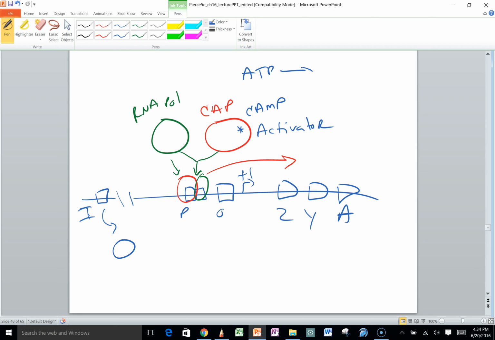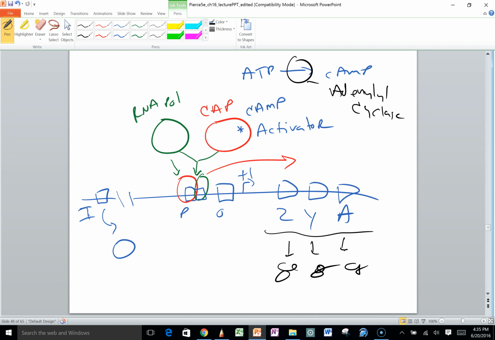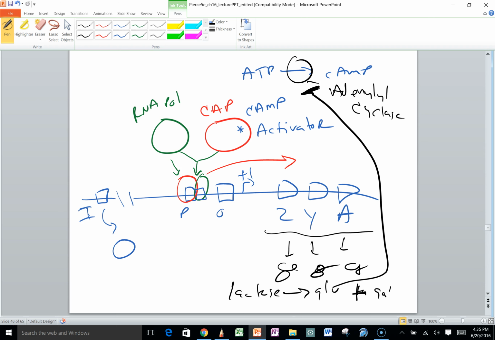Cyclic AMP comes from ATP, which is converted by this enzyme, adenylyl cyclase. The function of all these proteins we make is to take lactose and turn it into glucose plus galactose. So now if we get a lot of glucose, it goes up here and turns off that enzyme. Then you don't have cyclic AMP, and the CAP protein can't bind the promoter. If the CAP protein can't bind the promoter, RNA polymerase can't bind the promoter. And voila, the gene is off.